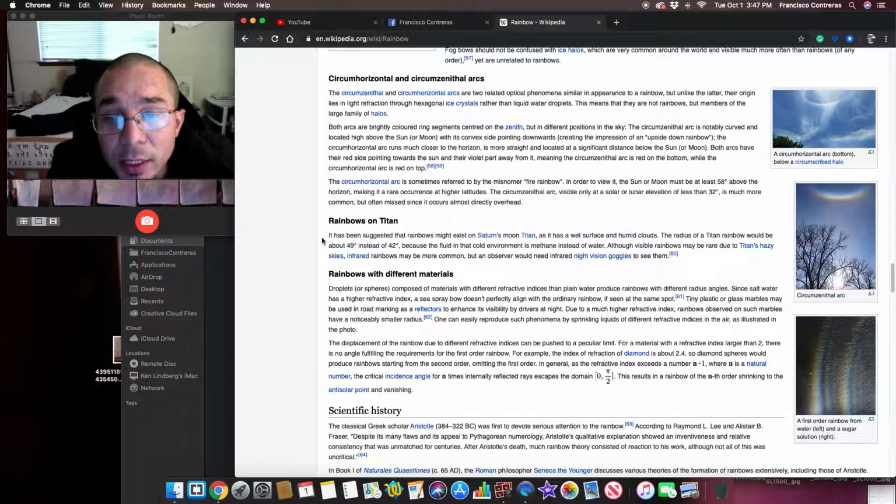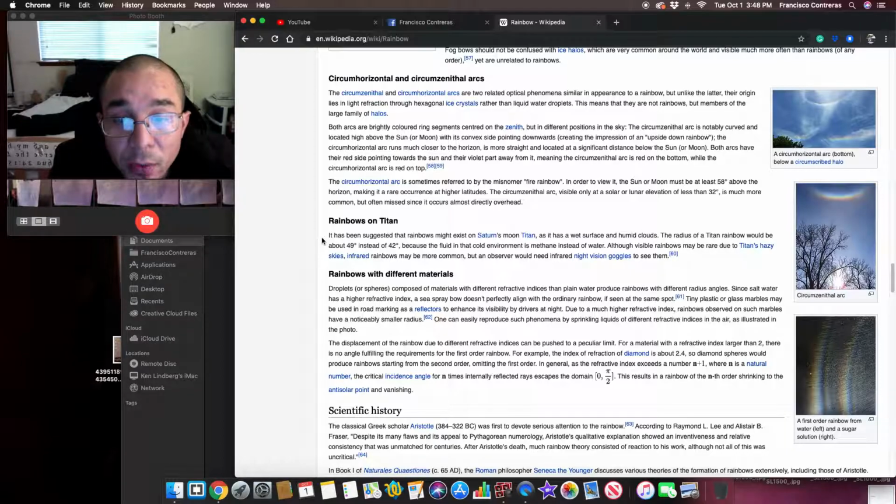Rainbows on Titan. It has been suggested that rainbows might exist on Saturn's moon Titan, as it has a wet surface and humid clouds. The radius of a Titan rainbow would be about 49 degrees instead of 42 degrees because the fluid is methane instead of water, in that cold environment. Although visible rainbows may be rare due to Titan's hazy skies, infrared rainbows may be more common, but an observer would need infrared night vision goggles to see them.